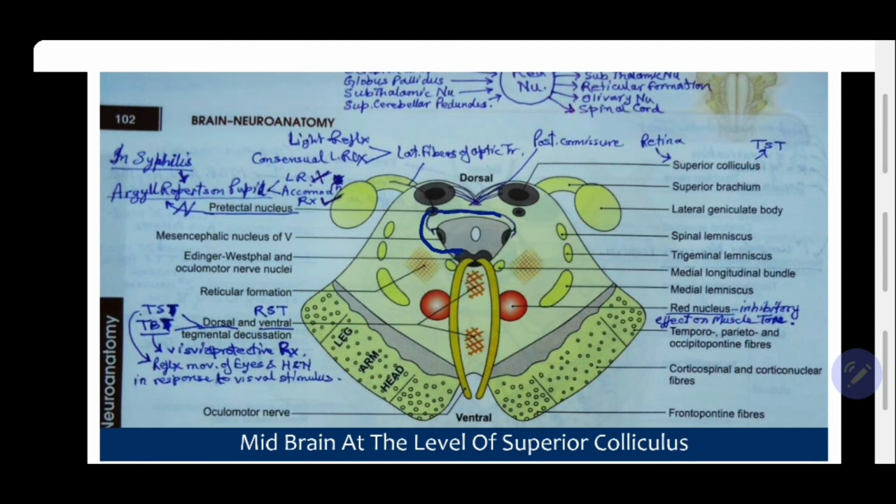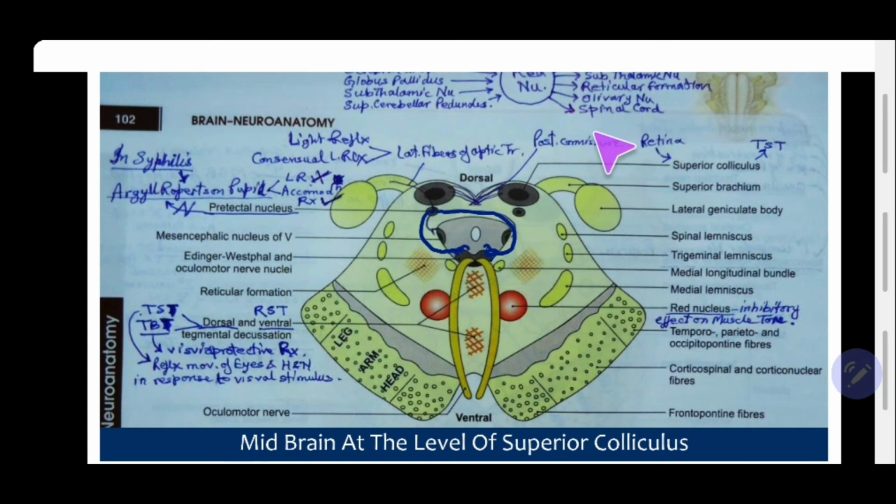both the sides, to the oculomotor nucleus, right? And that includes the Edinger-Westphal nucleus. Basically it reaches the Edinger-Westphal nucleus, which is a part of the oculomotor nuclear complex. Got it? So that means with the light source in front of your eyes, the impulses are reaching both the Edinger-Westphal nuclei because of this pretectal nucleus, which sends fibers to both the sides.